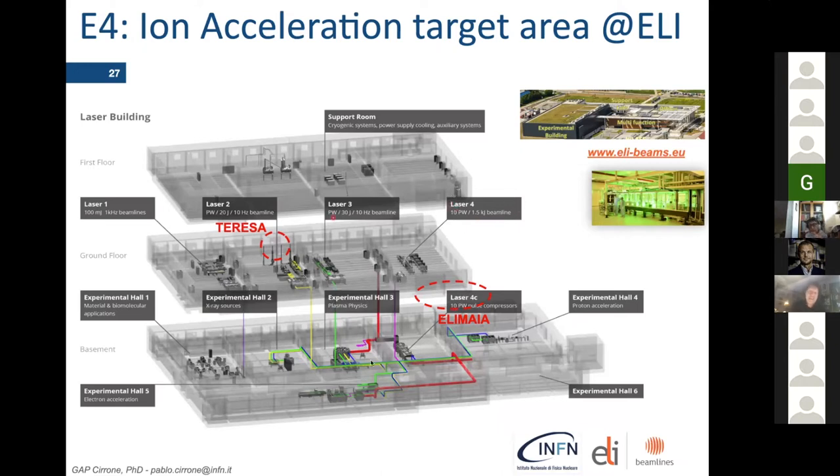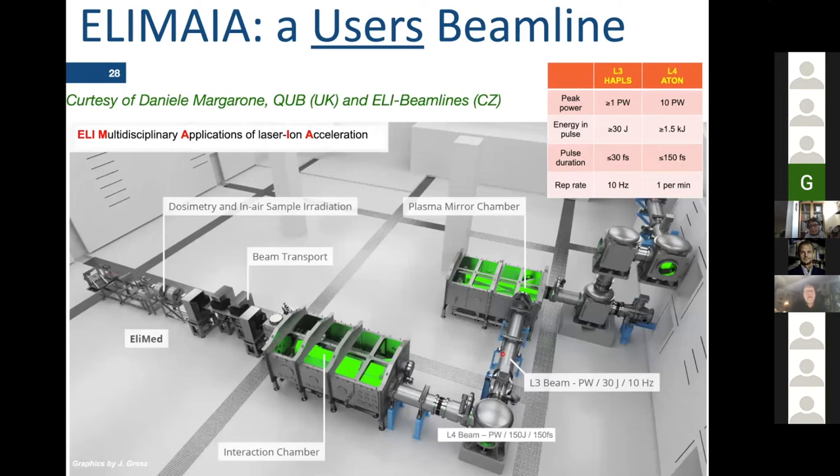In the ELI beamline, there is a room called ELIMAIA that is completely dedicated to proton and ion acceleration and to performing studies with these beams. This is ELIMAIA, in fact, the user beamline. This is a beamline that within this year, I hope, will be fully commissioned. We are participating in the commissioning of this beamline, and next year it will hopefully be open to the users.